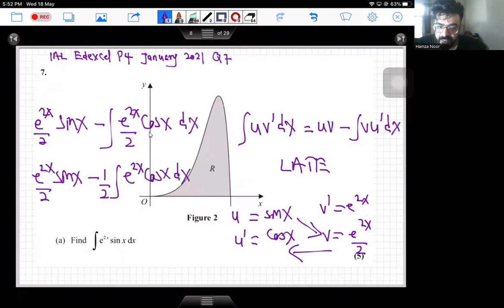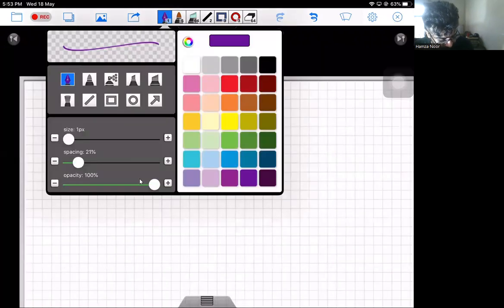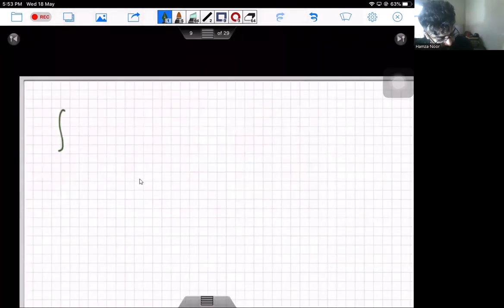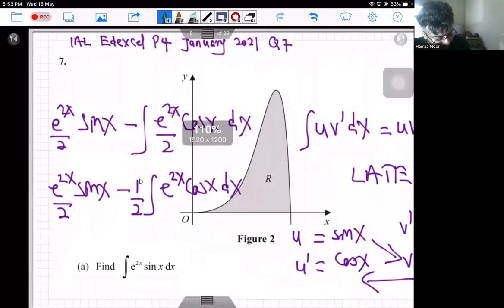Now on the next page, I'm just going to do the working for this, integrating e raised to the power 2x multiplied by cos x with respect to x. Again, we have to use integration by parts. So far, we have achieved this over here.